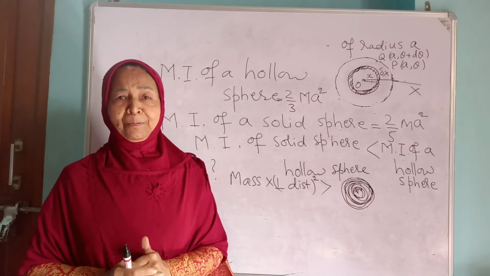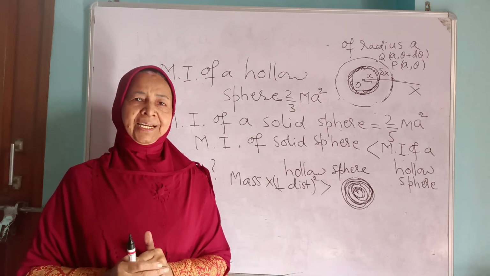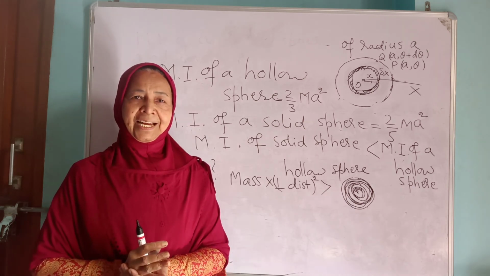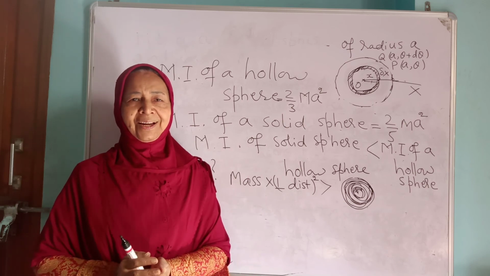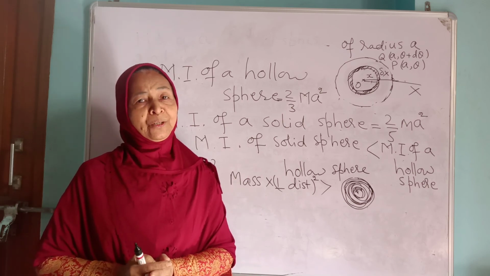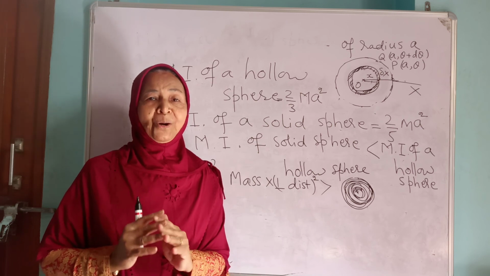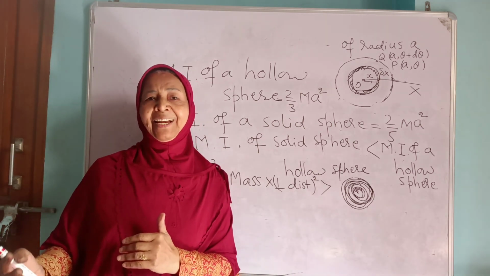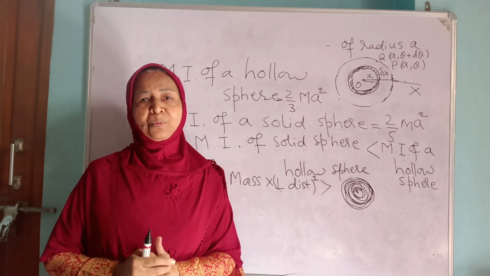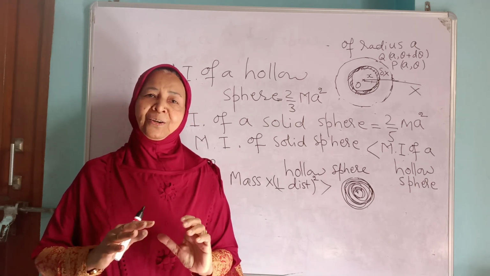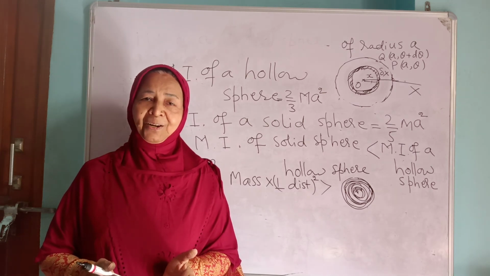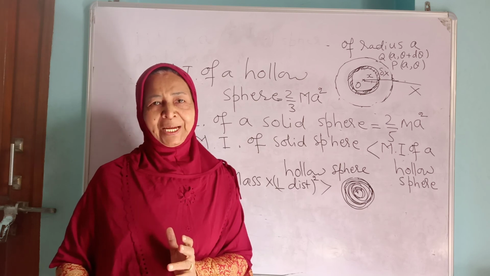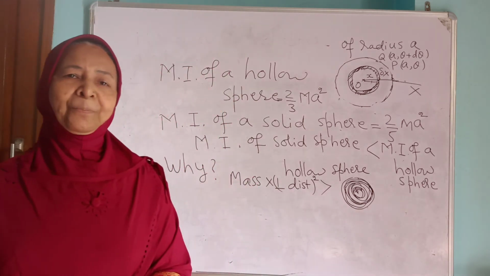Now, can you tell me the result if you consider an egg? If it is raw, what will be its moment of inertia? If it is not raw, if it is solid, if it is boiled, then what will be its moment of inertia? And which one will spin well? Okay, so think over this practical problem.